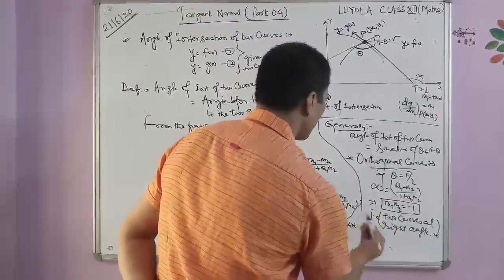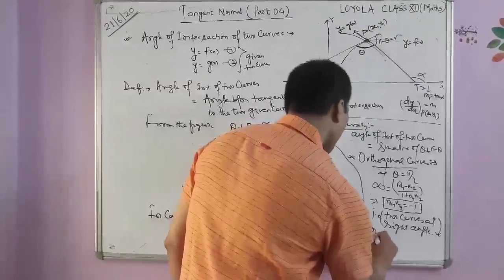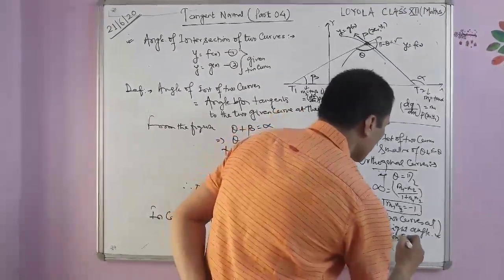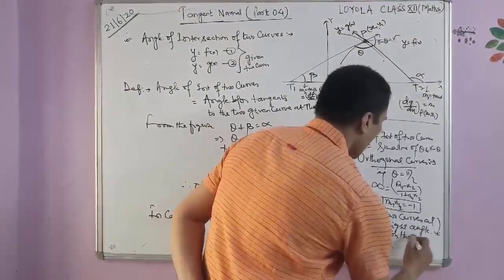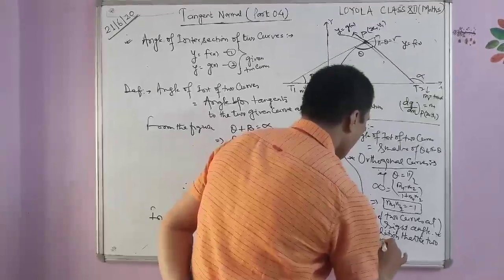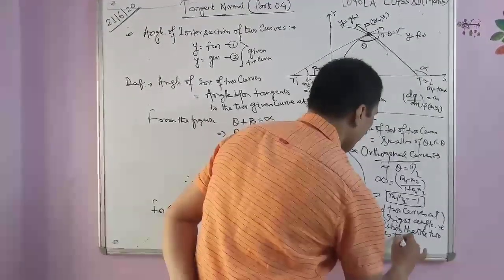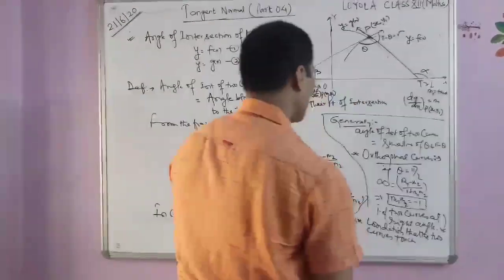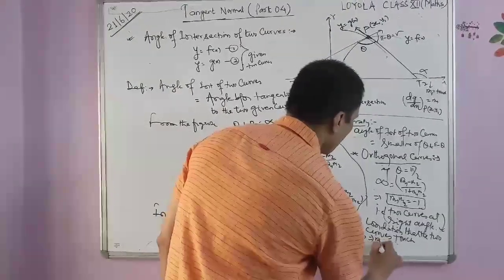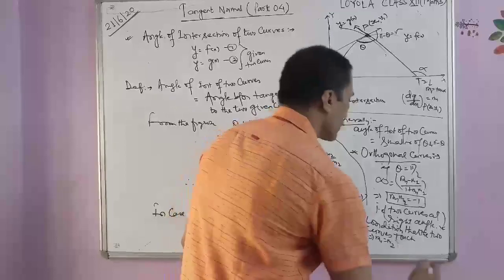Next, the condition that the two curves touch. Obviously, theta equals 0, this implies m1 equals m2.